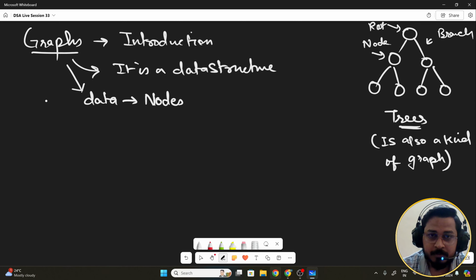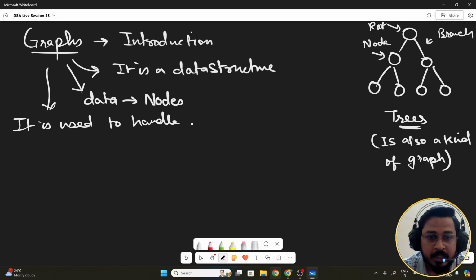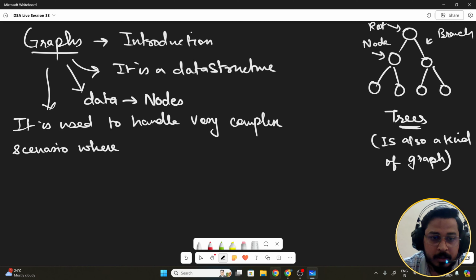So graphs, yes, it's a data structure, and the data is stored inside the nodes. Okay, real-time uses can be: it is used to handle very complex scenarios where data has to be organized, and this is the place where we use graphs basically.